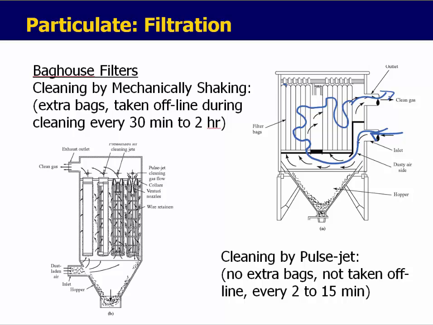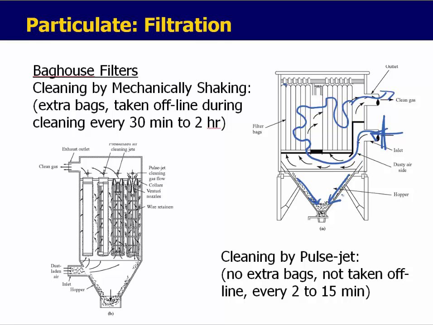If mechanical shaking is used, 2 of these units would be placed next to each other, and every 30 minutes to an hour, the bag would be taken offline, meaning airflow to it would be redirected to the redundant unit, and the bag would be mechanically shaken. The particles would fall down into the hopper and be removed.